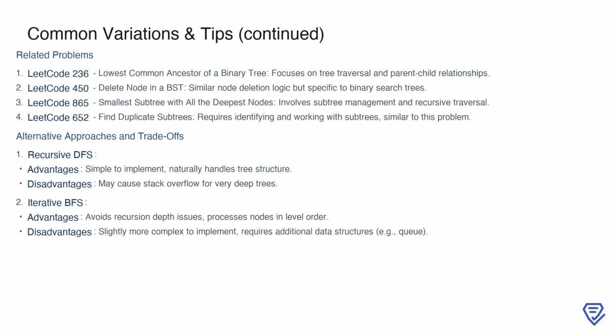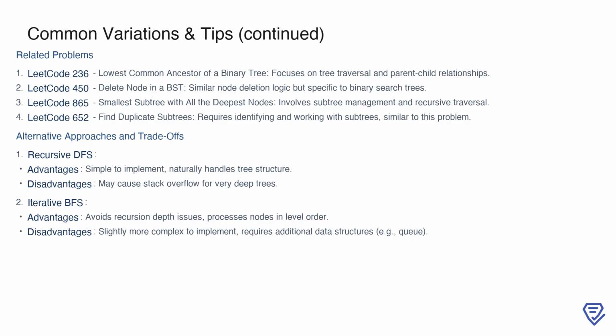There are several related problems that build on similar concepts and can help solidify your understanding. For instance, LeetCode 236, lowest common ancestor of a binary tree, focuses on tree traversal and managing parent-child relationships, which is relevant here. Another example is LeetCode 450, delete node in a BST, which involves similar deletion logic but is specific to binary search trees. LeetCode 865, smallest subtree with all the deepest nodes, deals with subtree management and recursive traversal, echoing some of the strategies we use in this problem. Finally, LeetCode 652, find duplicate subtrees, also requires identifying and working with subtrees, making it another valuable problem to explore.